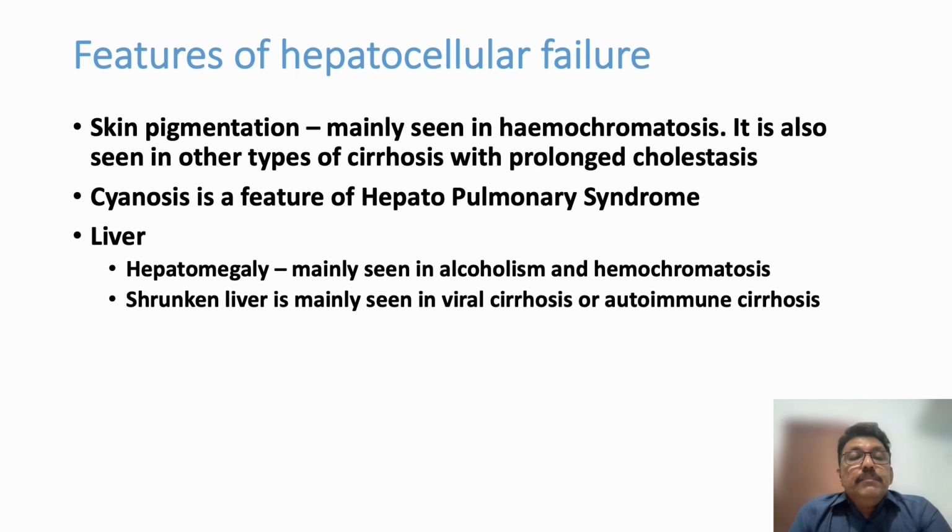Now, skin pigmentation: many patients who have liver disease show generalized blackening of skin, but in conditions like hemochromatosis, it will be darker. Cyanosis is a feature of hepatopulmonary syndrome, where the patient develops pulmonary arteriovenous shunting. In that condition, patient can have cyanosis, clubbing and all in chronic liver disease. When we are palpating the liver, normally in chronic liver disease, you don't get a palpable liver. But in conditions like early alcoholic cirrhosis, you can get an enlarged liver. But in late cirrhosis, whatever may be the condition, the liver will be shrunken because of the fibrosis.